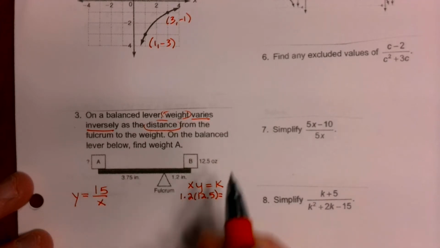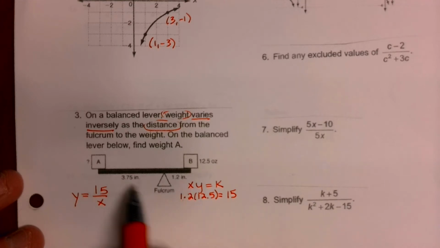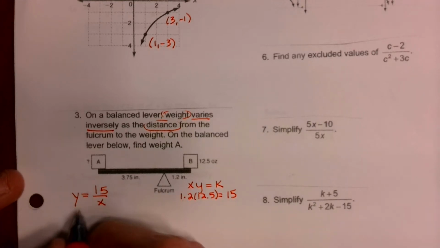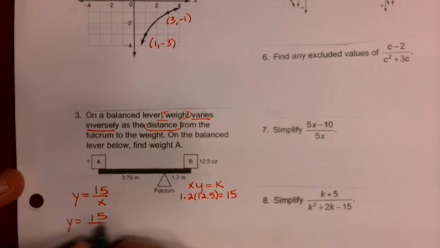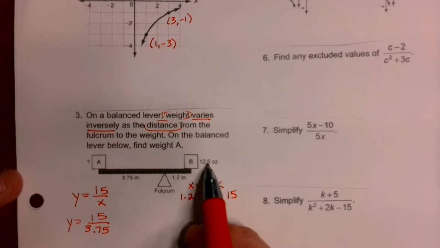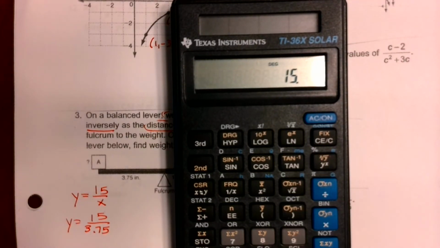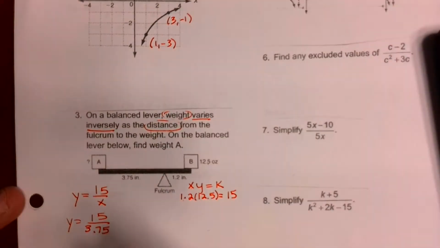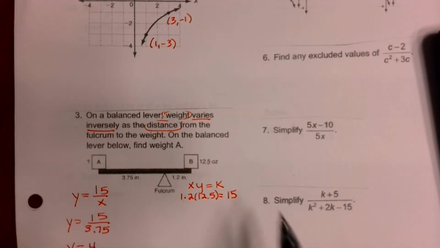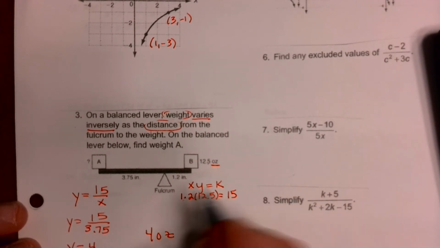So let's see, what do we have here? What do we put in for the x? X was the inches. So I'm going to put the 3.75 in for the x. And y was the weight. So when I figure out y, I'll have the weight, which is a. So 15 divided by 3.75, and we get 4. We look and see what the unit was, ounces. So the answer is 4 ounces.